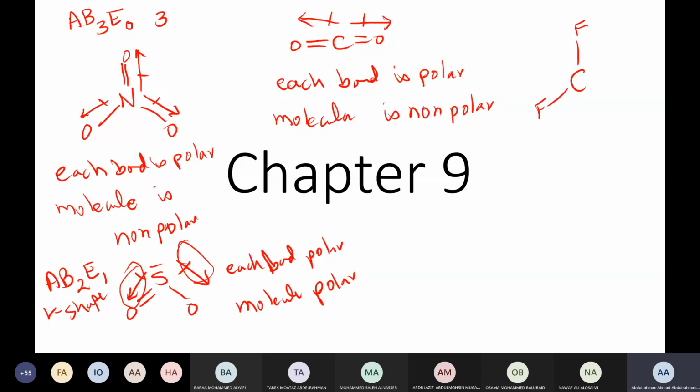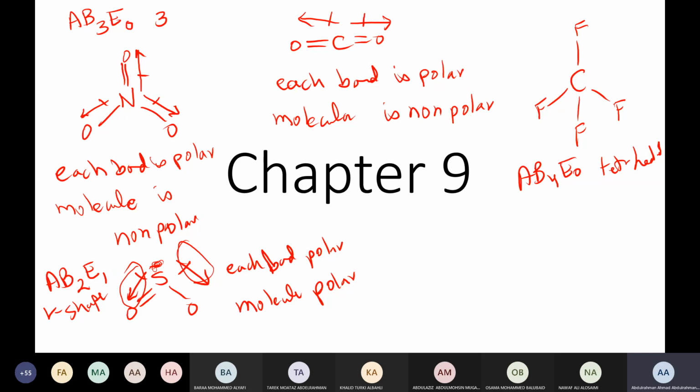Doctor, what about the lone pair? Does it affect polarity or no? No, it has no effect on polarity. That's why we almost forget it. Okay, this shape is AB4E0. The shape is tetrahedral.